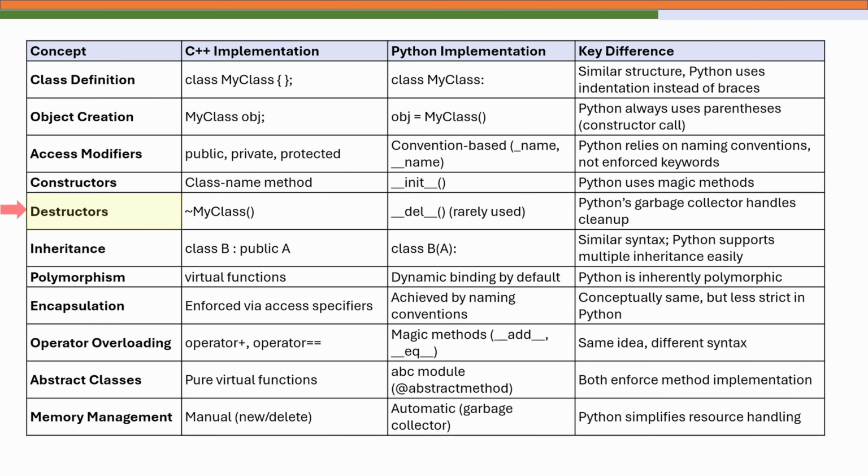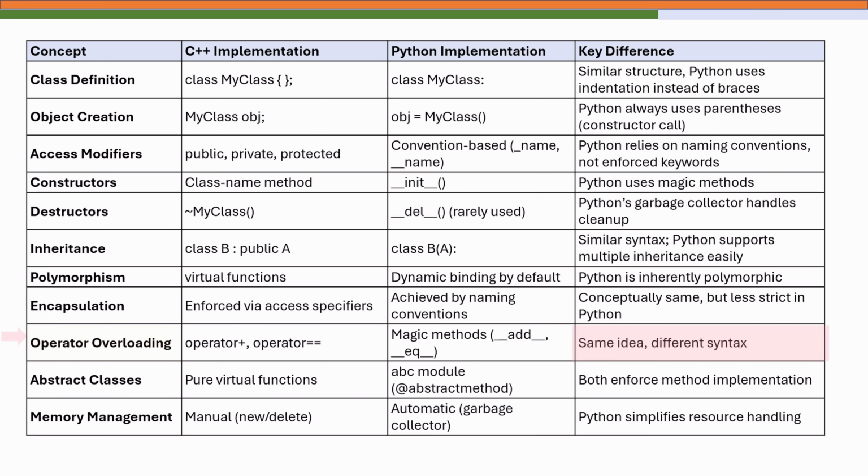In C++ we have studied the concept of destructor. In Python, the garbage collector handles all the cleanup. The syntax is almost similar for inheritance. Python supports multiple inheritance more easily, and it is inherently polymorphic. You get dynamic binding by default, but as you can recall, in C++ for achieving polymorphism you have to use virtual functions. Encapsulation is enforced with the help of access specifiers in C++, while this is achieved using naming conventions in Python. So again, conceptually the same, but less strict in Python.